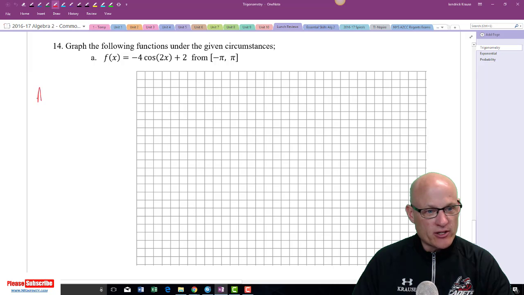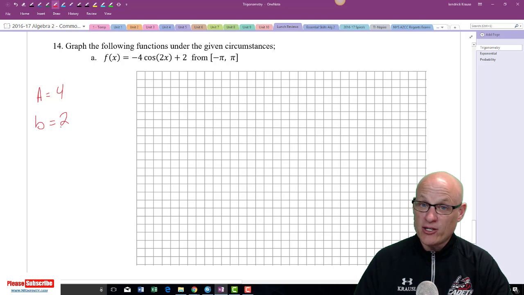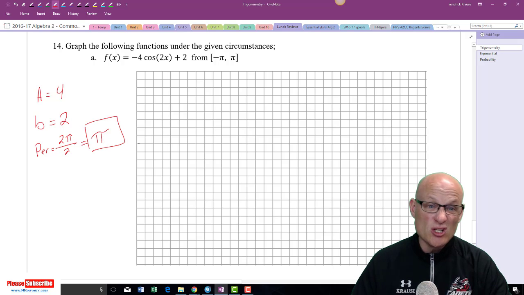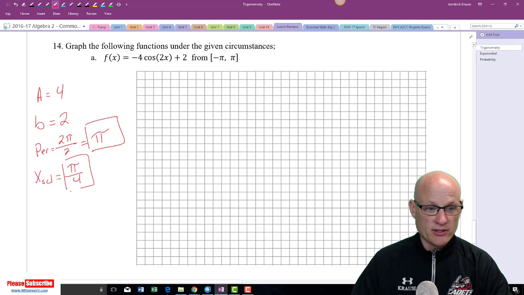A is, we're going to do another cosine curve. A is 4. B is 2. So now we go right into period. So period is equal to 2 pi over 2, which is just equal to pi. Okay, so I'm going to finish a full curve in pi. Now let's do x scale. X scale is equal to pi, period, divided by 4. Okay, that's it. And my midline is y equals 2.